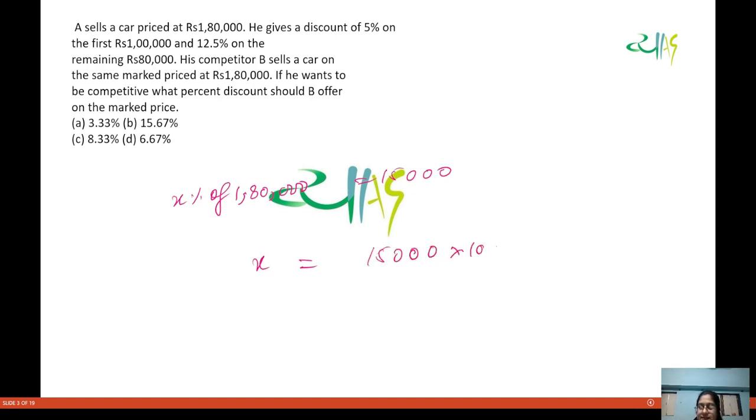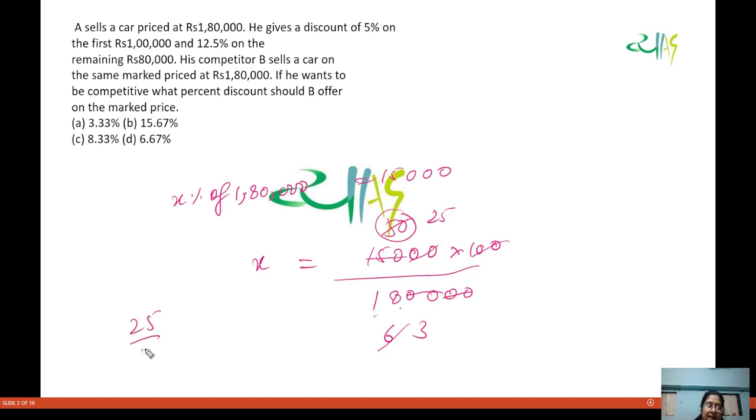Just do this, and you have this 1,80,000. Just cancel all these zeros. So you are left with how much? 15 by 18. Okay, so you obviously have 50 times, and this is 6 times, and this is 25 times, and this is 3 times. Now 25 divided by 3. Obviously 3 fours are 8. Sorry, 3 eights are 24. 3 eights are 24, and now 8.33.